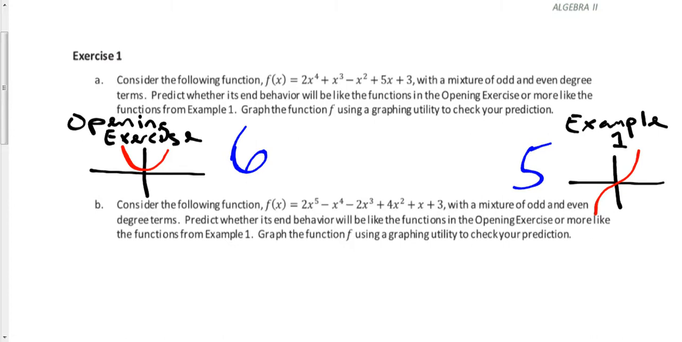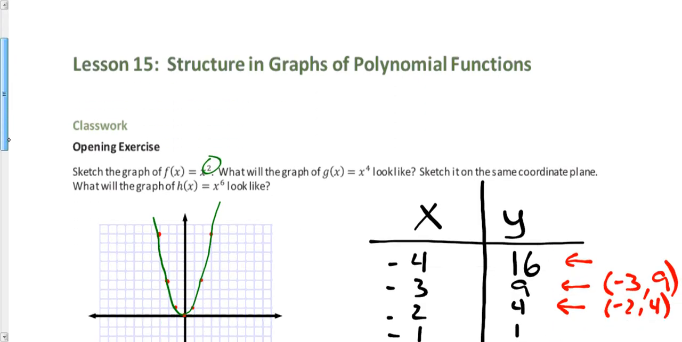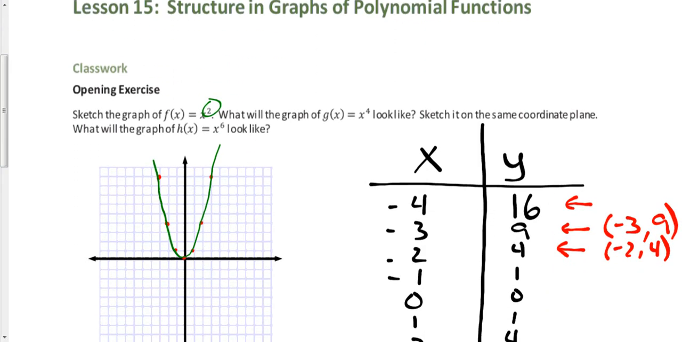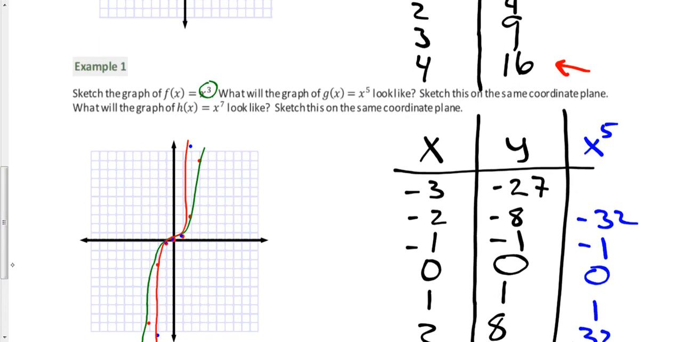So, remember, leading exponent here is what? Even or odd? So which one is it going to look like? Is it going to look like the one here that's got the even exponent? Or the one down here that's got the odd exponent leading?